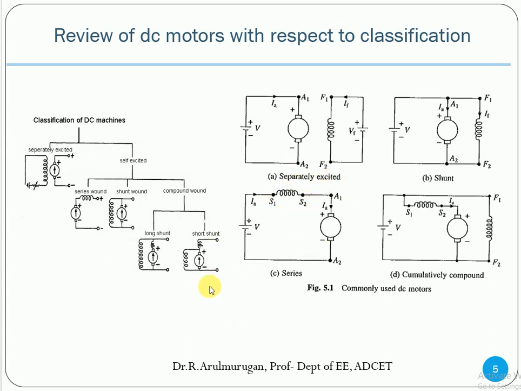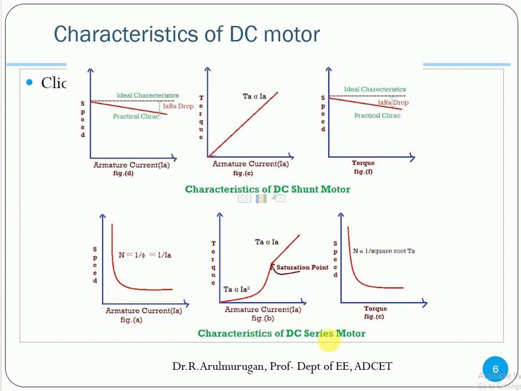And here is the N general formula. N is directly proportional to Eb divided by phi. So here flux increases, speed decreases. Inversely proportional. So that's why it is variable speed. If I look at a shunt motor and a series motor.